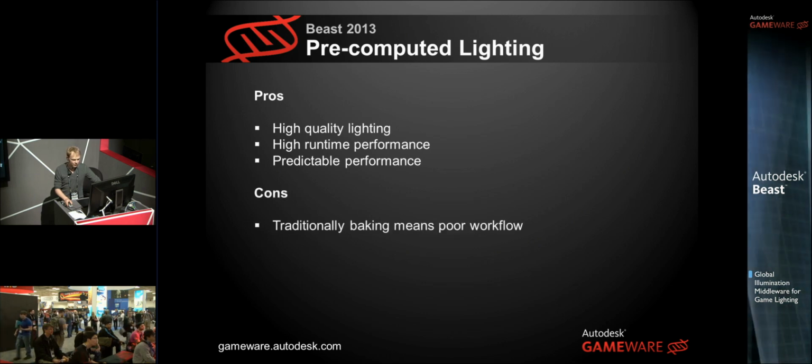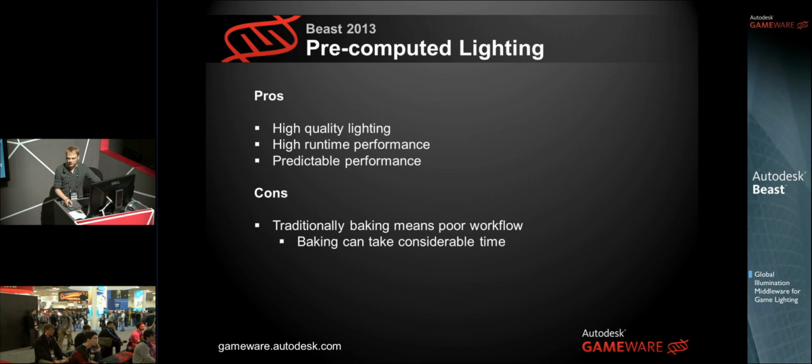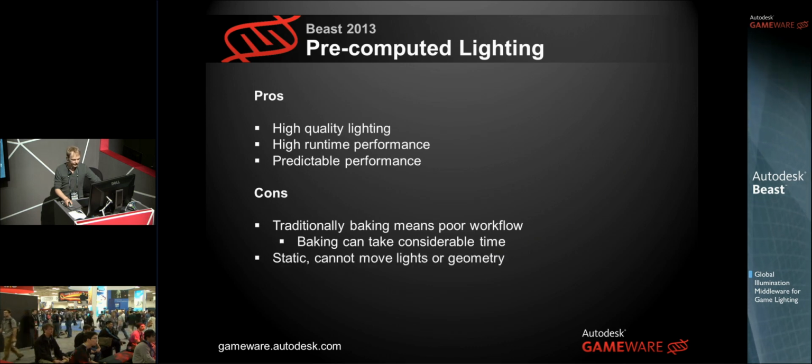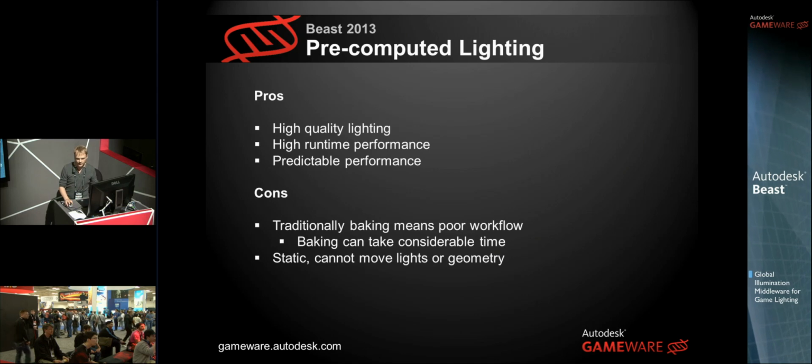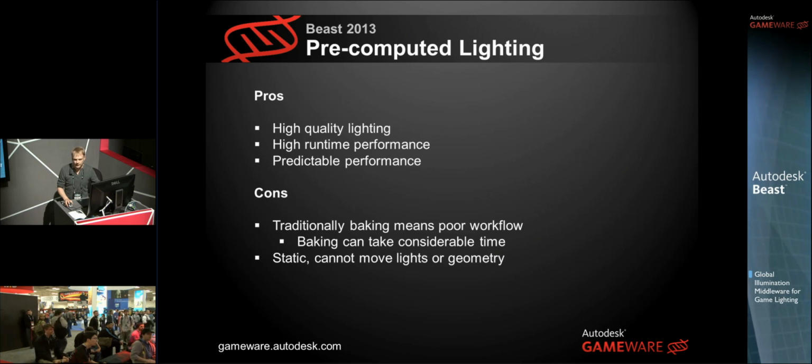So the problems: well, it can be a workflow issue. We have some solutions for that with Autodesk Beast. Typically a light bake can take a long time. However, we have iteration tools with Beast. The other thing is that you have to make assumptions about what your geometry looks like and what your light is, depending on what you bake. You can bake things that are agnostic of lighting, or you can bake the entire lighting, depending on what quality level and what degrees of freedom you want in your game.